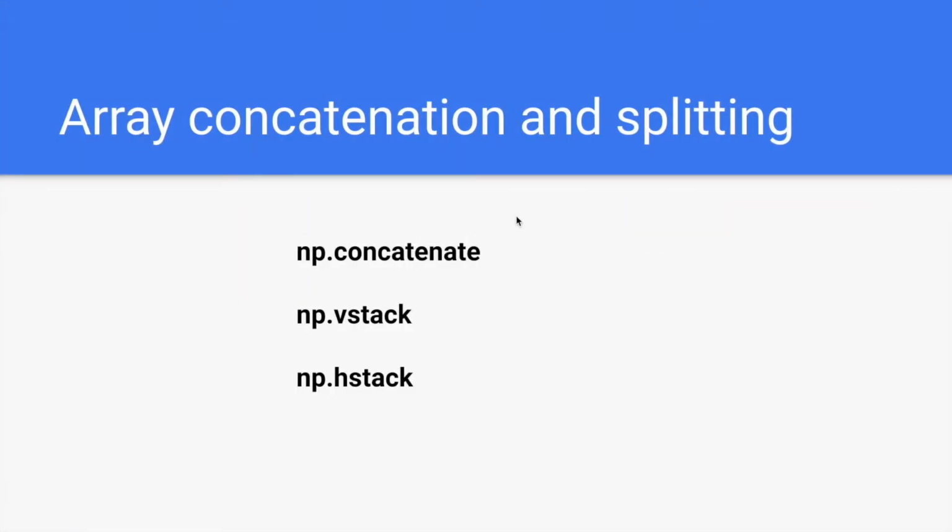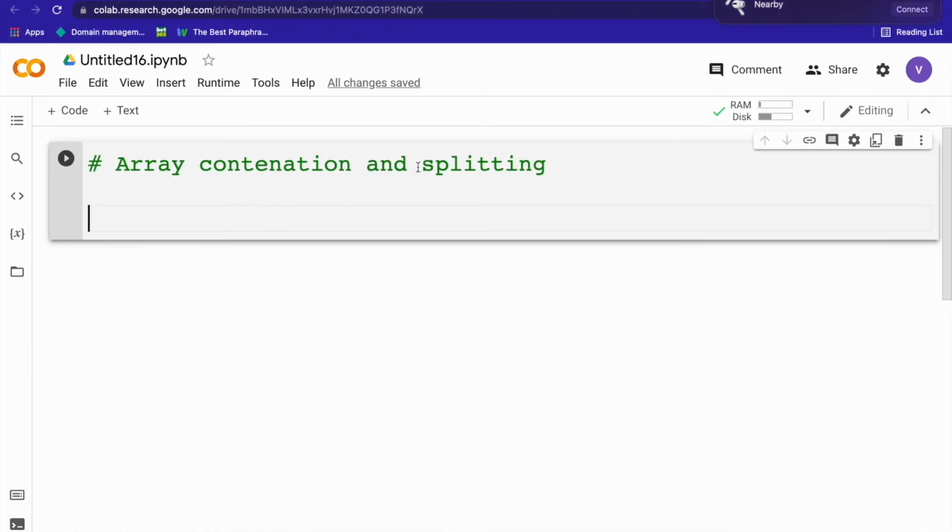Concatenation and splitting. Concatenation or joining of two arrays in NumPy is primarily accomplished through the routines np.concatenate, np.vstack, and np.hstack. np.concatenate takes a tuple or a list of arrays as its first argument. Let's see how we can concatenate.